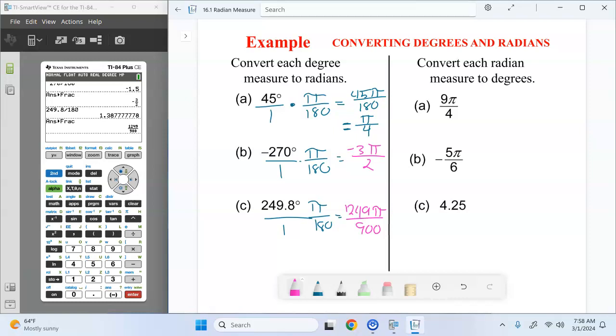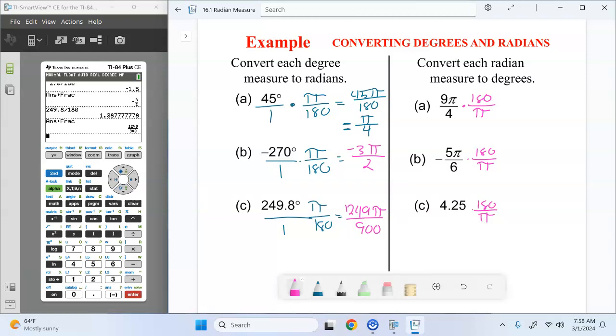Okay. So there's our converting degrees to radians. When we're going from radians to degrees, we just flip that ratio. We want our 180 to be on the top. And the benefit of that is usually, not always, but usually, our radian measures have pi in them. If not, then we're going to have to do some estimating when we're rounding.